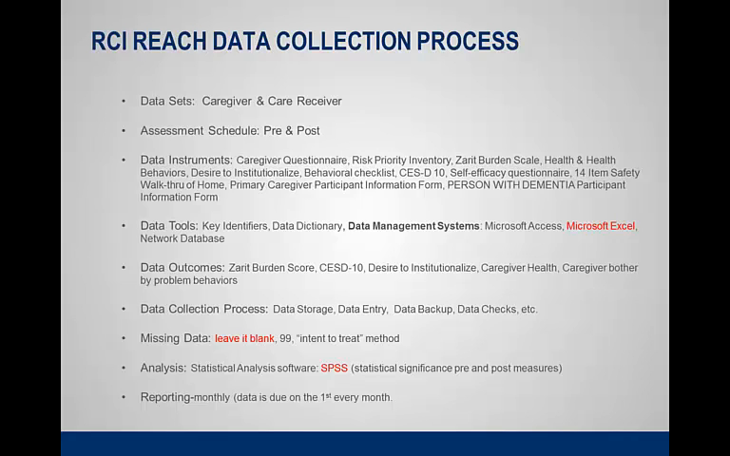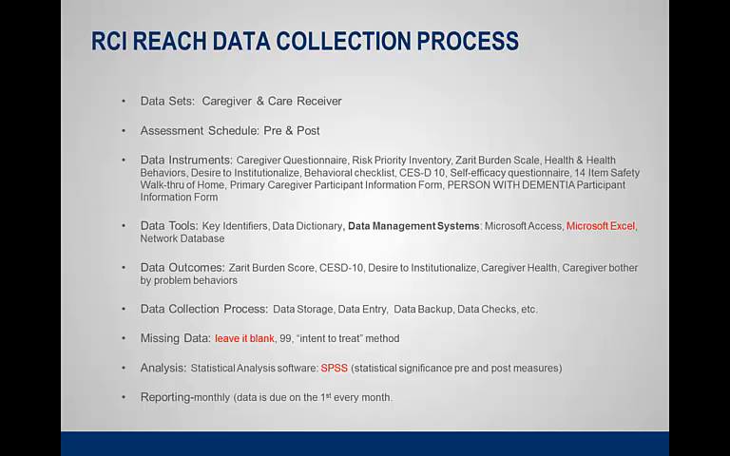The data outcomes that we'll be looking for, pre and post scores, are the Zarit burden, the depression scale, desire to institutionalize, caregiver health, and caregiver bothered by problem behaviors.